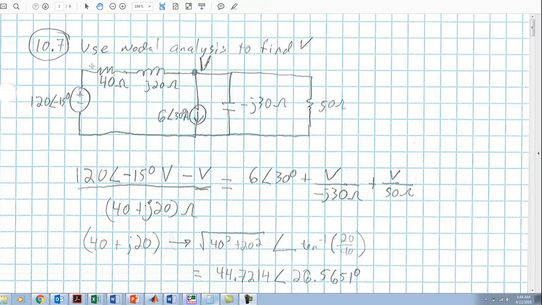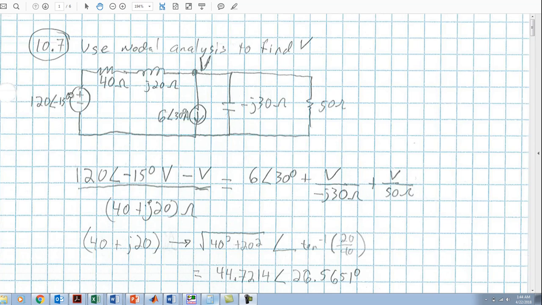In this video, I will discuss the problems assigned from Chapter 10 of your textbook. In problem 10.7, you are given this circuit here, and you are asked to use nodal analysis to find V. V is going to be a phasor noted by this particular node here. V is going to be at this node at the top middle portion of the circuit.